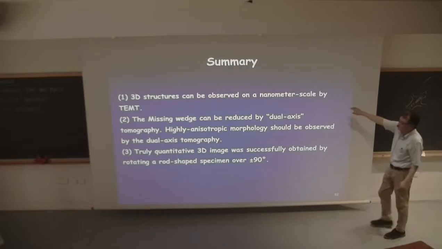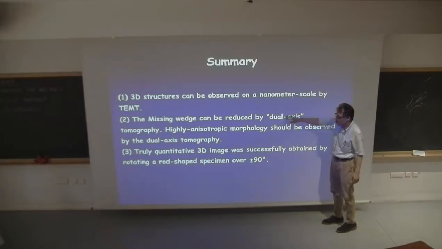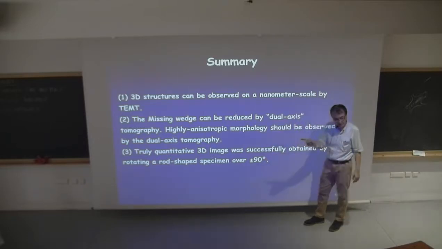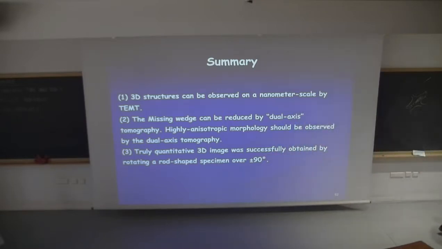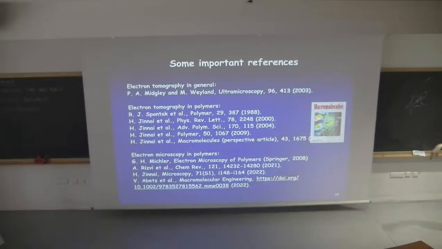Summary 1: the 3D structure can be observed on a nanometer scale by electron tomography. The missing wedge I didn't describe very well, but to solve this, one way is to do dual axis tomography, but that's very tedious. And in order to have really quantitative 3D imaging, you need a rod-shaped sample, and you need to tilt up to 90 degrees. So that's the message. For those who want to know more, there's a good book from Dr. Frank, and there are a couple of references you may want to have, and this information will be sent to you as a PDF later on.